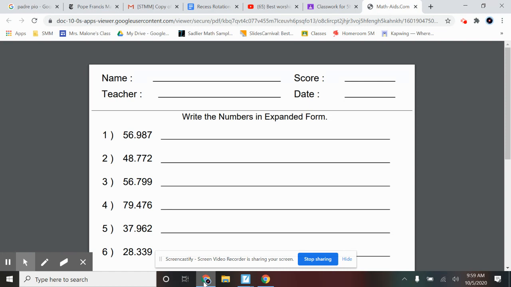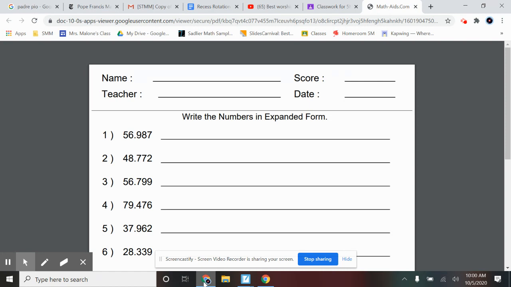Ready? So number one, we just did it. This is what number one should look like. Number two should be 40 plus 8 plus 0.7 plus 0.002. If you did it as a fraction, then it would be 40 plus 8 plus 7 over 10 plus 7 over 100, plus 2 over 1,000. Sorry, brain burps.